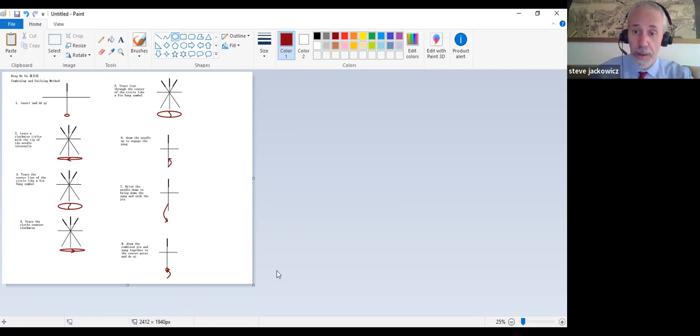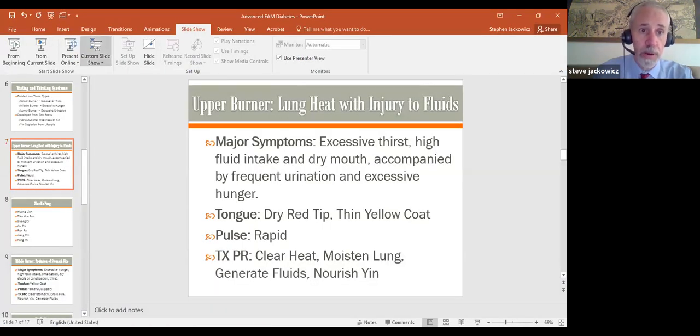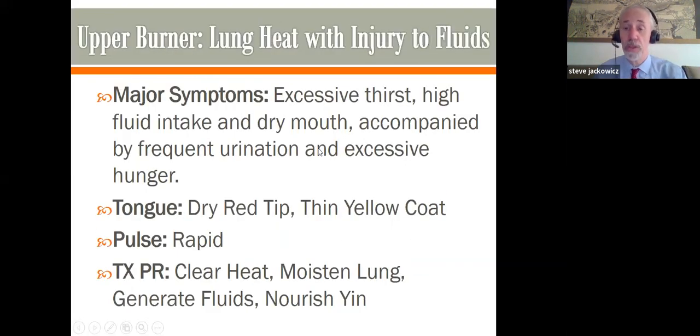So great. So now let's go back and say where we're going to use it. We have to go back to our other slides and talk about where we're going to use it. So here, this first one that we were looking at is upper burner. If it's the upper burner, we can use this technique, the Bing He Fa technique, on bladder 13, back shu point for the lung, bladder 15, back shu point for the heart, right?